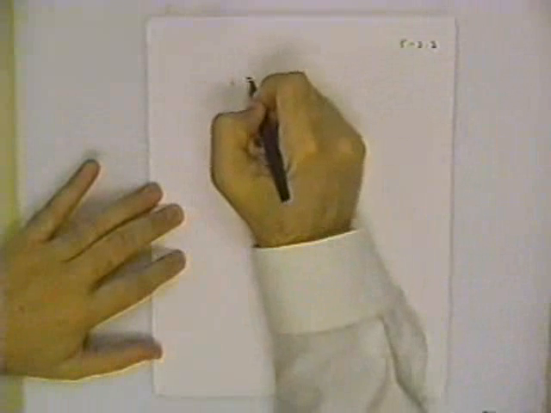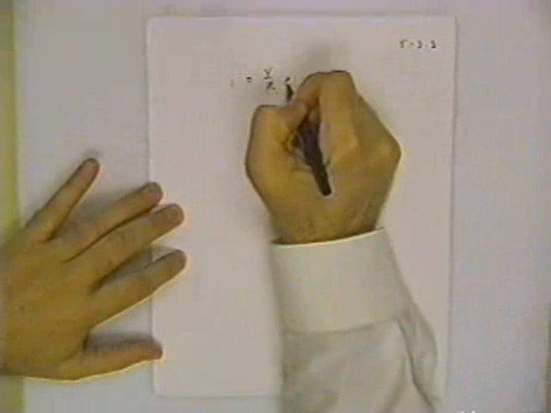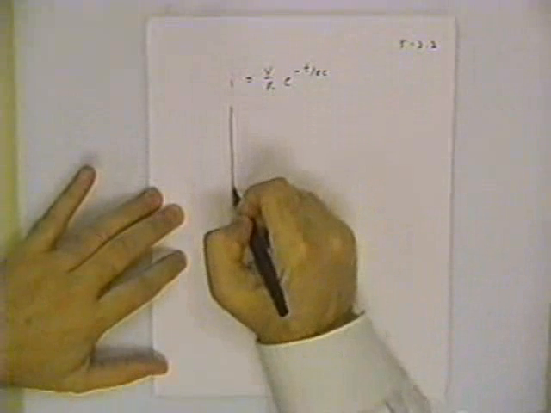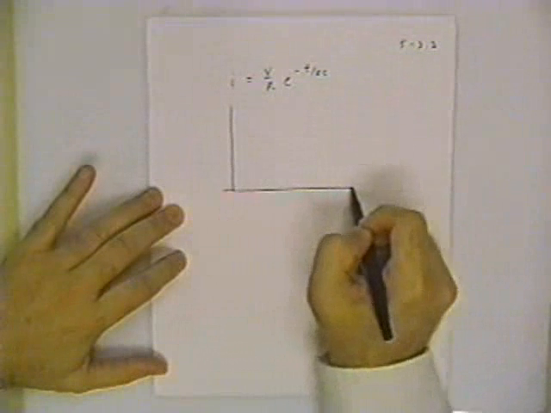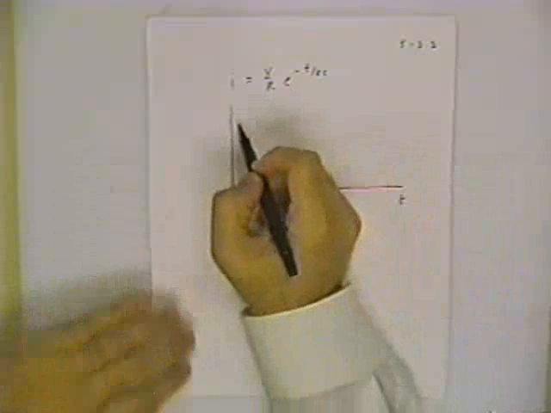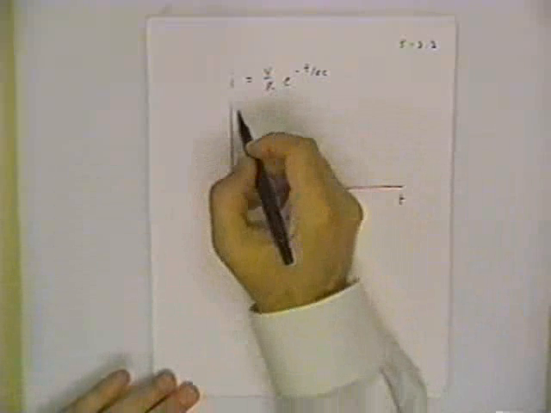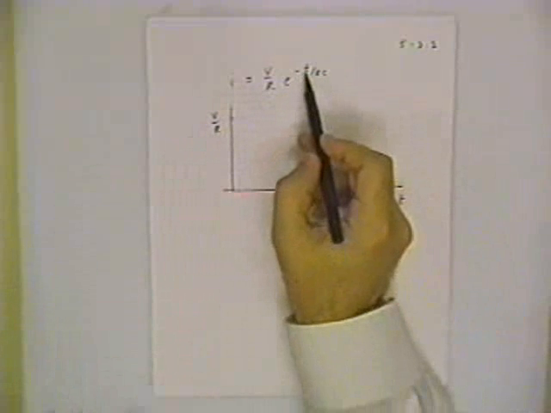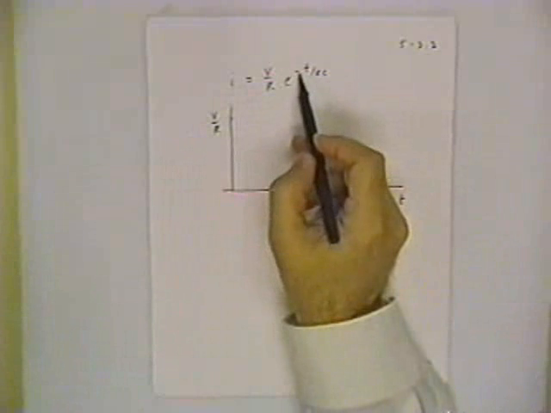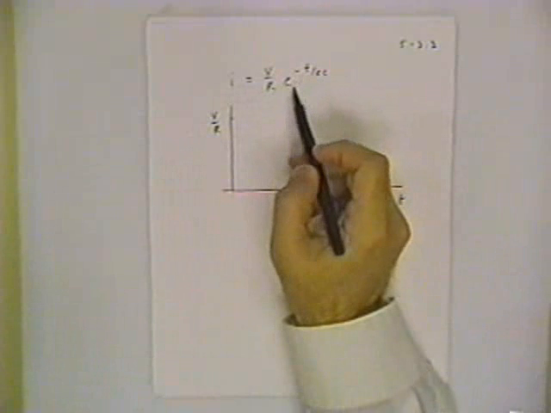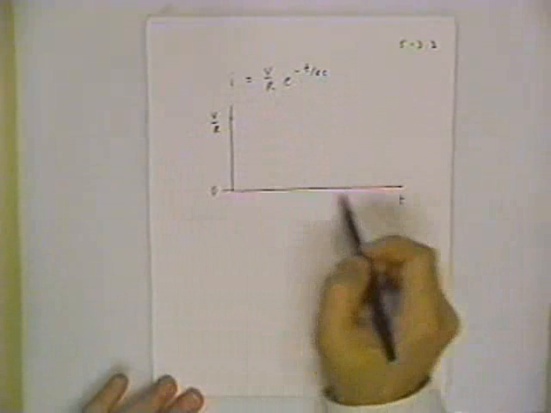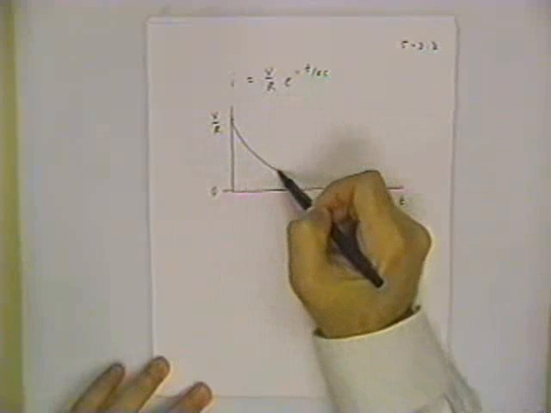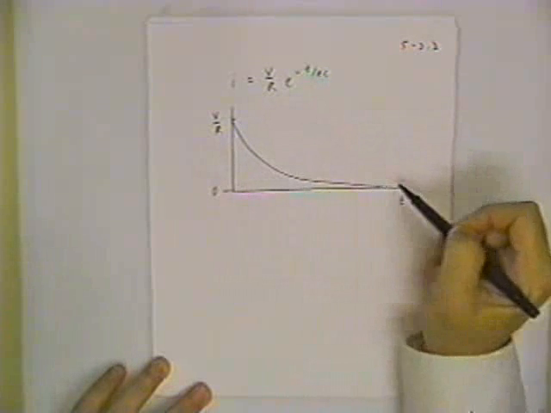If this is my current, V over R e to the minus t over RC, and we sketch this as a function of time, what that says is that at t equals 0, my current is V over R. And if I wait long enough, for a very large time, e to the minus infinity goes to 0. So eventually the current's going to go all the way down to 0. And in the meantime, it's going to follow an exponential decay shape.